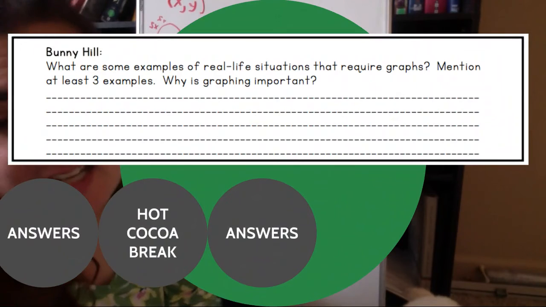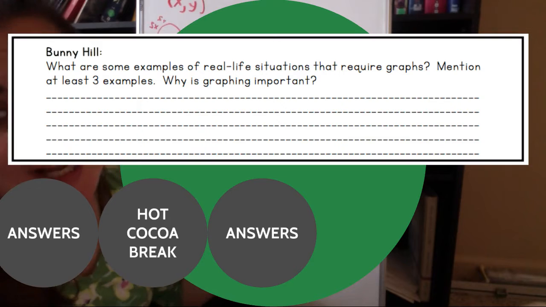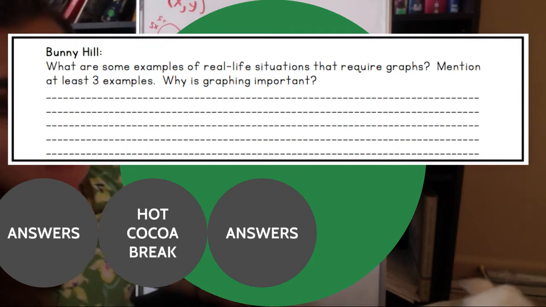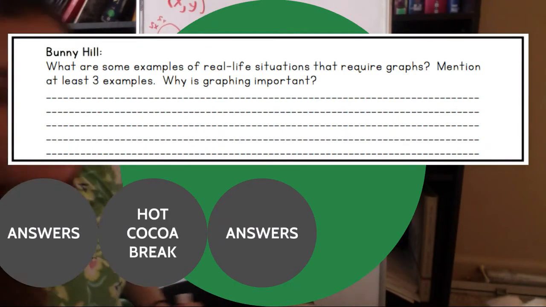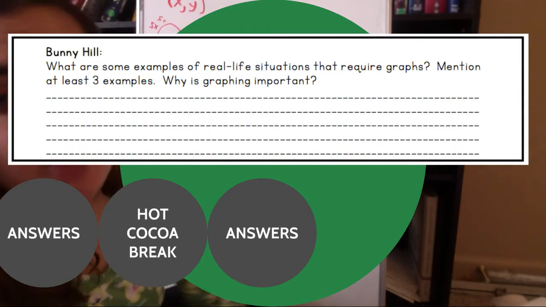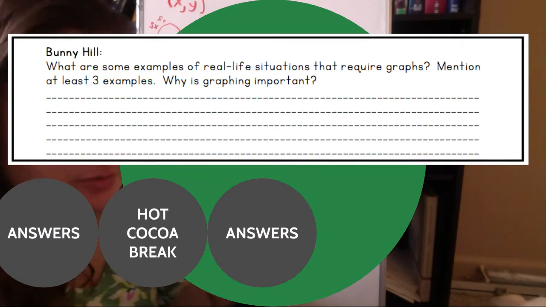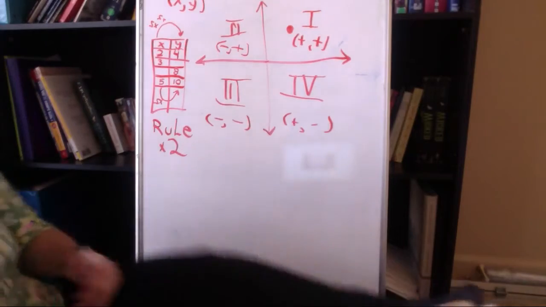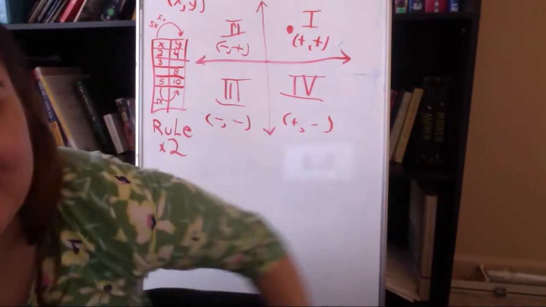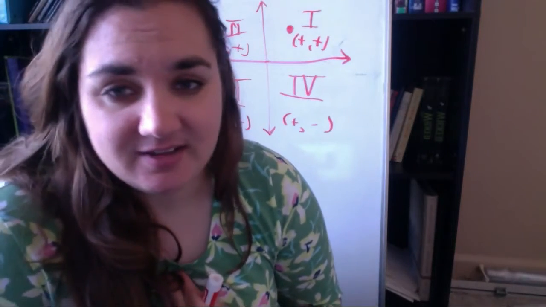So our Bunny Hill today asks us, what are some examples of real-life situations that require graphs? Mention at least 3 examples. Why is graphing important? My expectation is that you write a good RACE paragraph for your Bunny Hill. I really want to see some good writing here, and I want you to really think, what situations do you use graphs for? For me, I actually use graphs all of the time. And I'm going to give you a couple of real life examples that I use in my life with graphing.